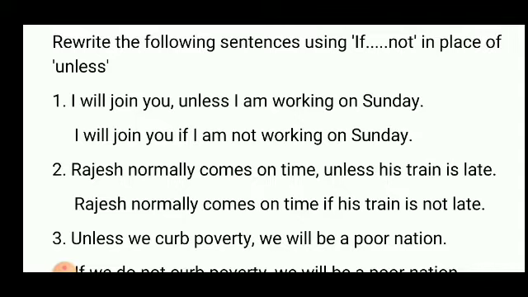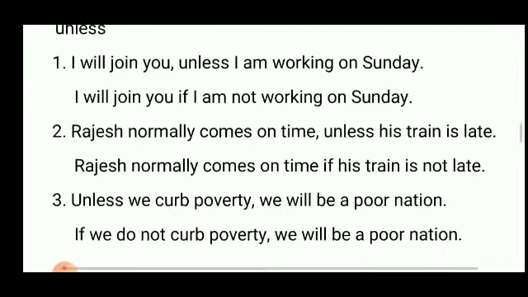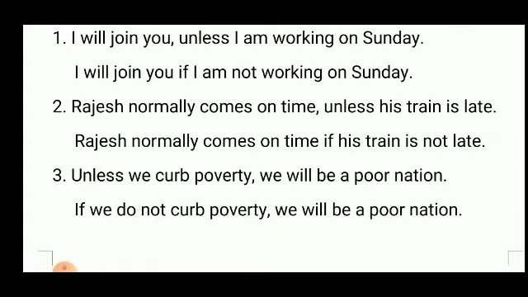Second, Rajesh normally comes on time unless his train is late. Answer: Rajesh normally comes on time if his train is not late. Third example: unless we curb poverty, we will be a poor nation. If we do not curb poverty, we will be a poor nation.